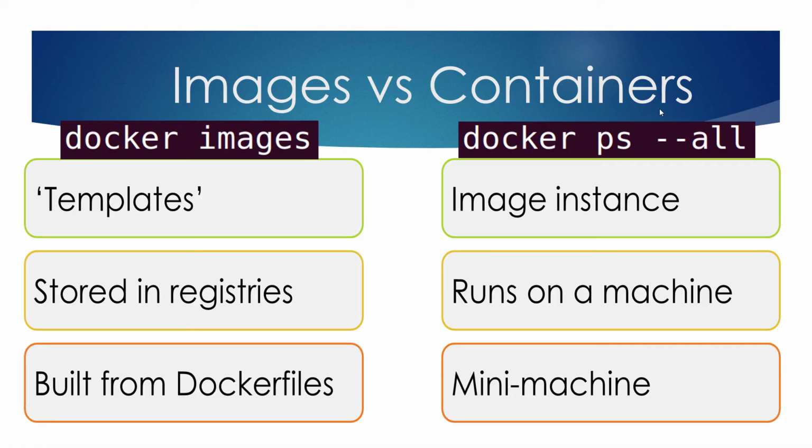All right, let's summarize the differences between images and containers. First of all, remember the commands: docker images to get, well, images, and ps to get containers, or you can think of them as processes on that machine. Remember the --all to get all of them. So Docker images are templates stored in registries and built from Dockerfiles. Similarly, containers are created from Docker images on some machine, and they are like their own mini machine.